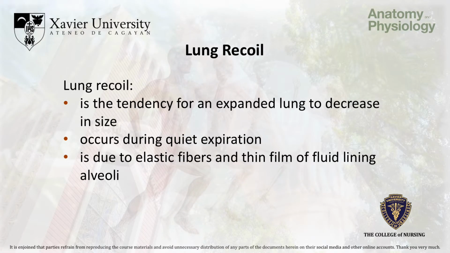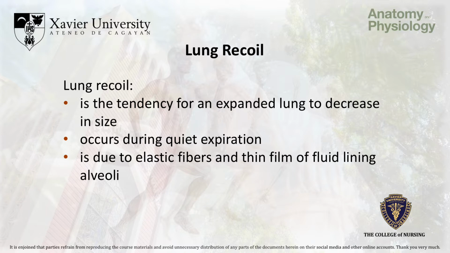For the lung recoil, during quiet expiration, thoracic volume and lung volume decrease because of lung recoil, the tendency for an expanded lung to decrease in size. Lung recoil is due to the elastic properties of its tissues and because the alveolar fluid has surface tension. So surface tension exists because the oppositely charged ends of water molecules are attracted to each other. As the water molecules pull together, they also pull on the alveolar walls, causing the alveoli to recoil and become smaller. So there are two factors to keep the lungs from collapsing.